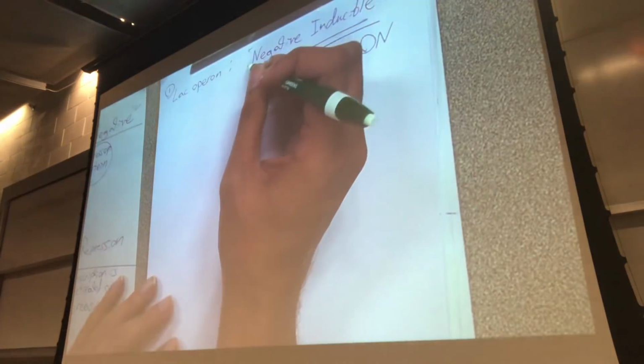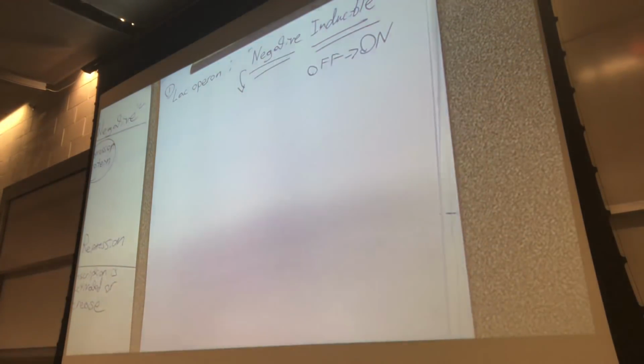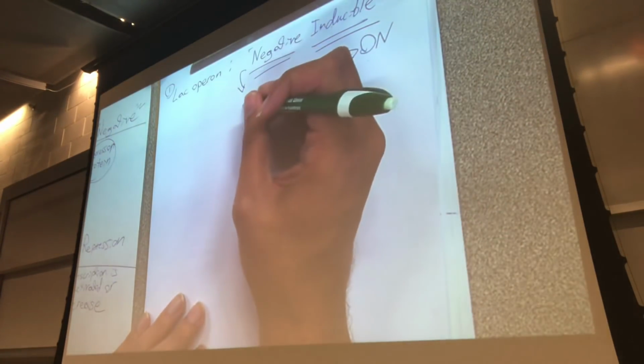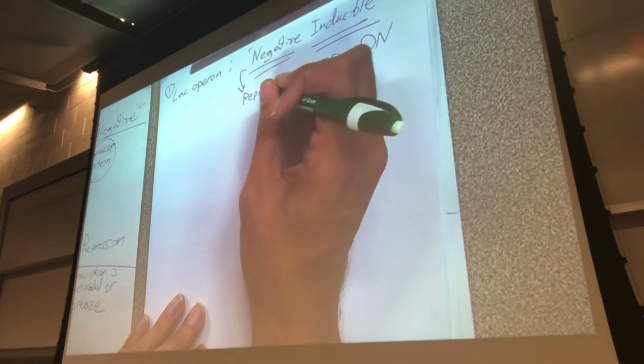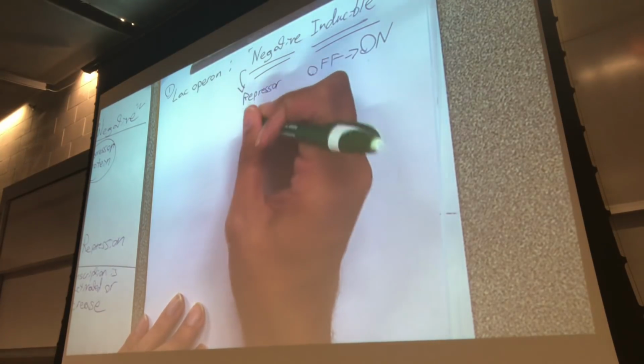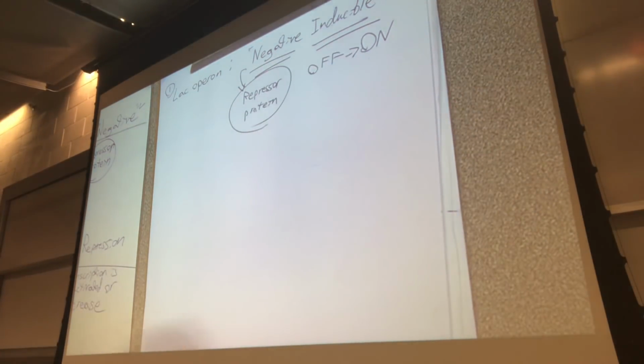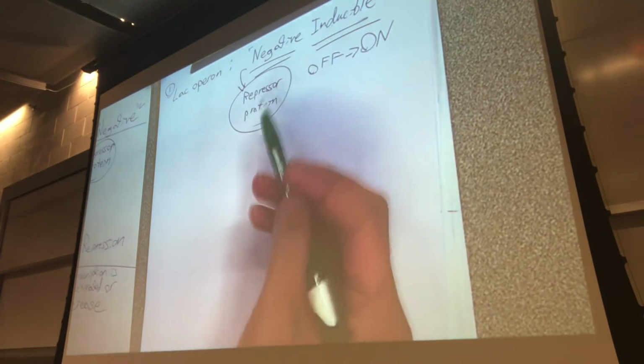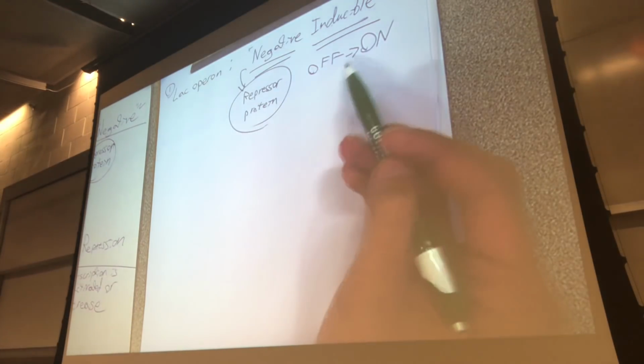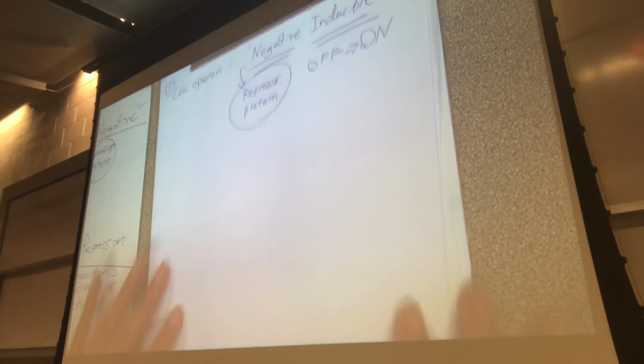All right, the phrase negative means that in some way a repressor protein is involved. Okay, a repressor protein is involved. How can something be negative inducible? How could a repressor protein be involved in turning something on? And here's how.